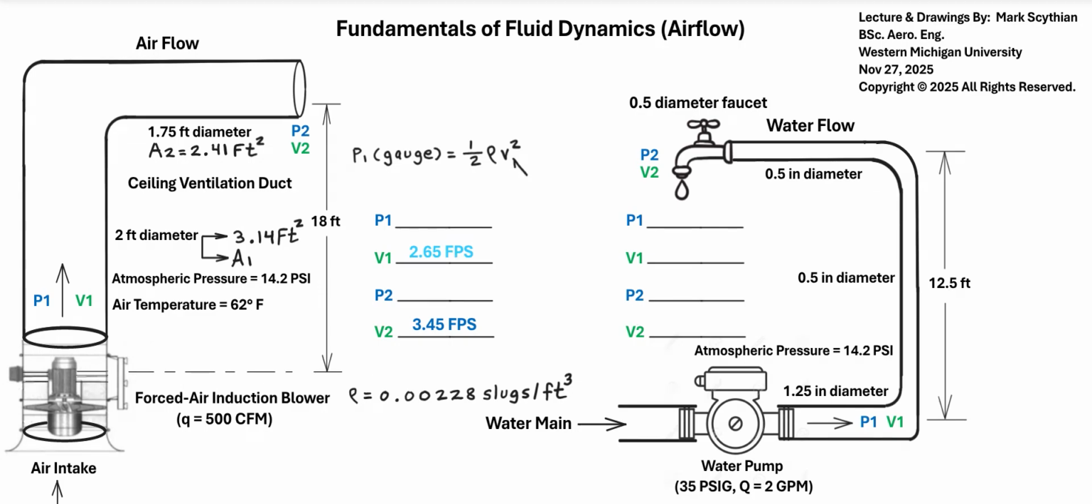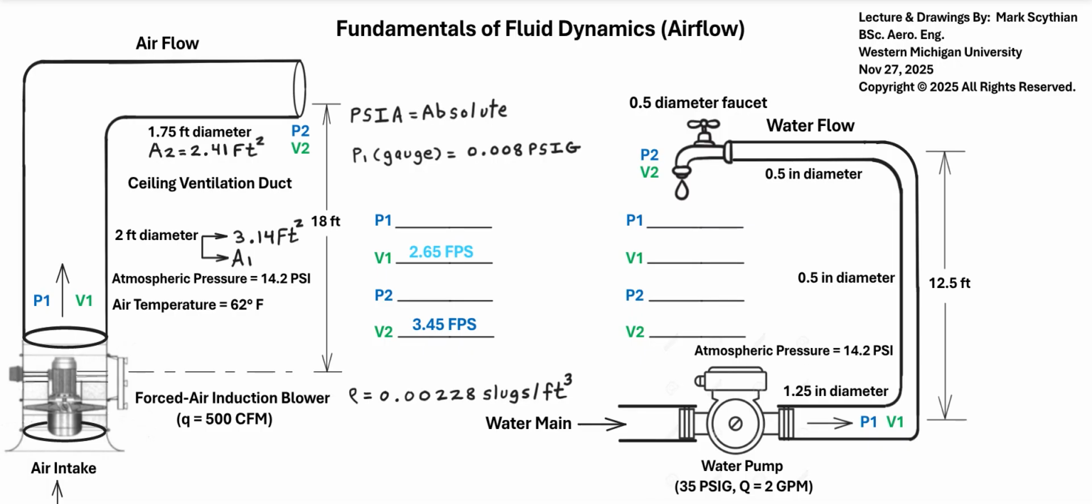Now we can solve for our gauge pressure at P1, where V squared represents V1 squared. So P1 gauge is equal to 1/2 times the air density, then times the V1 quantity squared. And we calculate a very tiny gauge pressure of 0.008 psig.